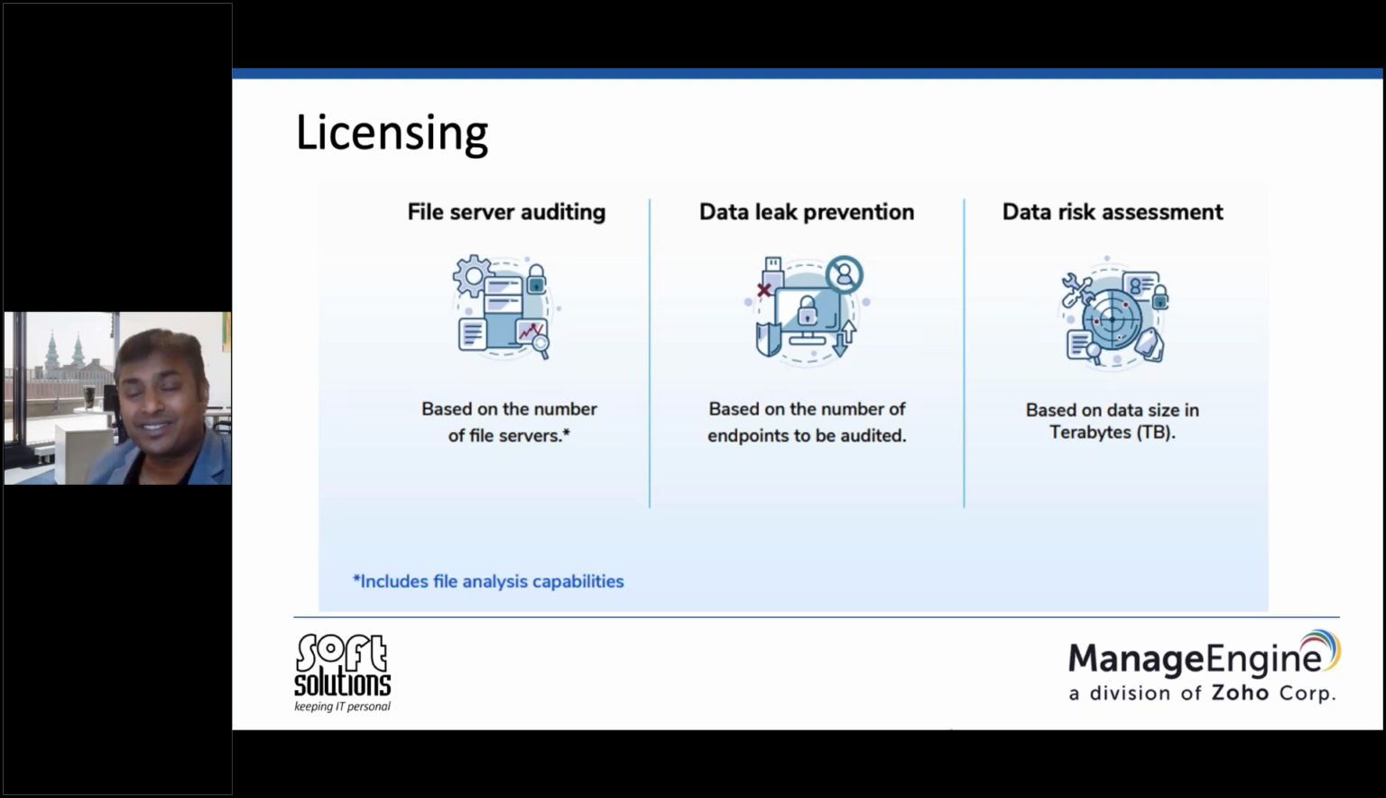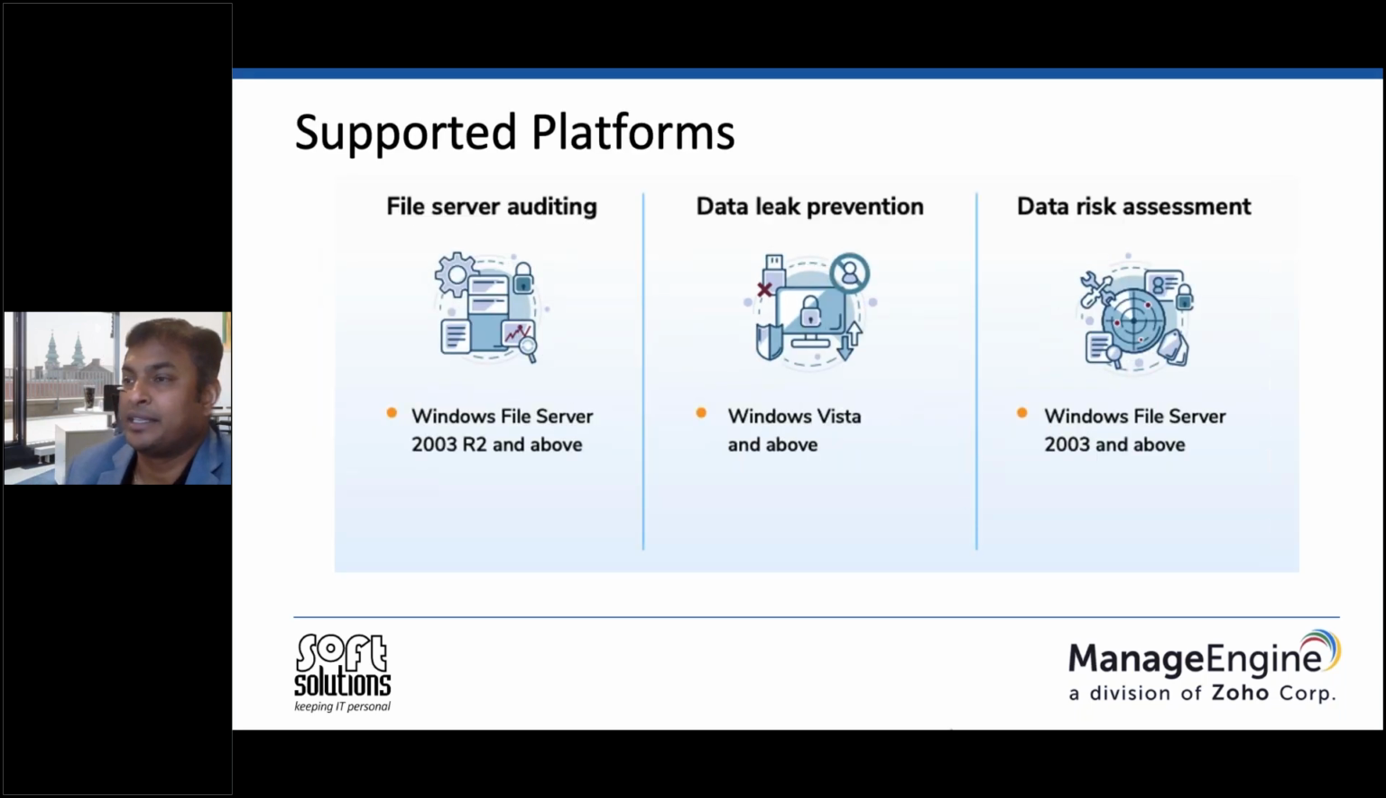Then your data risk assessment is purely based on the amount of data. And let's have a look at how it's getting categorized. Then the supported platforms: pretty much any Windows file server, 2003 R2 and above. In data leak prevention, again, it's very Windows-specific, Windows Vista and above. And risk assessment, again, Windows file server from 2003 and above.